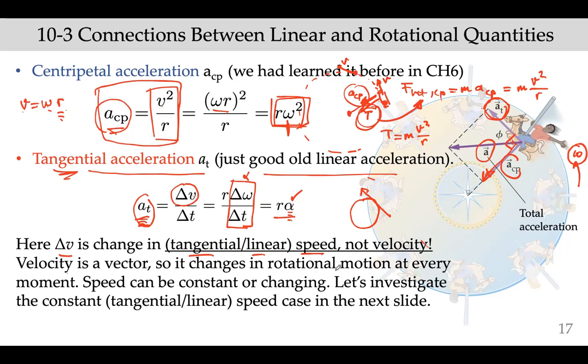Velocity is a vector, so it changes in rotational motion at every moment, as I talked about here. The velocity of the train was changing at every moment, even though the speed may not change, but because the vector is changing, the direction is changing, so we would say the velocity is changing. So speed can be constant or changing. Now let's investigate the constant speed case in the next slide. What happens if this speed is constant, the omega is not changing, and the linear speed v also is not changing? Let's investigate that situation.